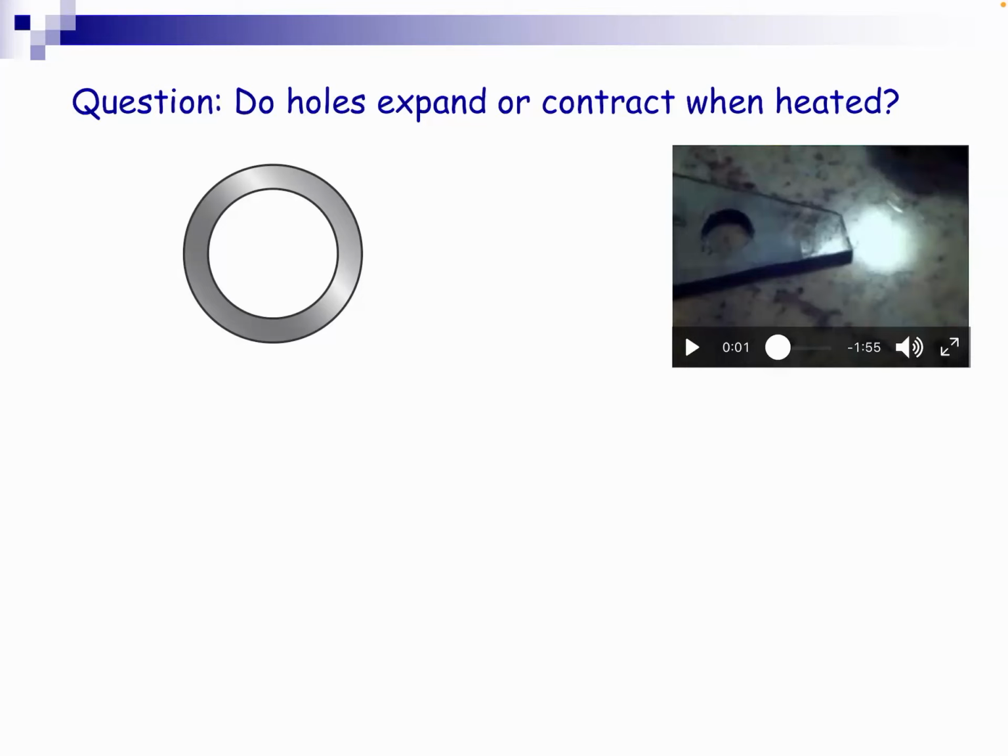Wow. Look how much the center hole expanded. Are you convinced? Did the hole increase or did the hole shrink?